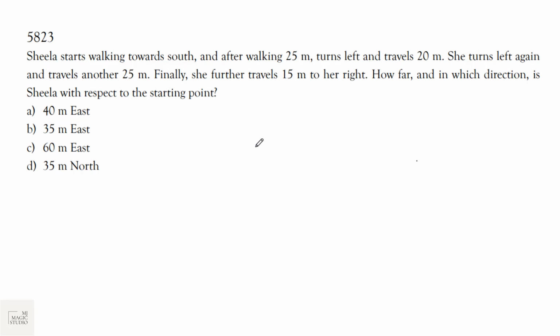Sheila starts walking towards south. Let it be the starting position. And after walking 25 meters, first of all, we know that this is north, south, and this is west and east. After walking 25 meters, she turned left. When walking towards south, turning left means turning towards my right. That is a left turn for 20 meters. She turns left again and travels 25. Left means moving towards north now.